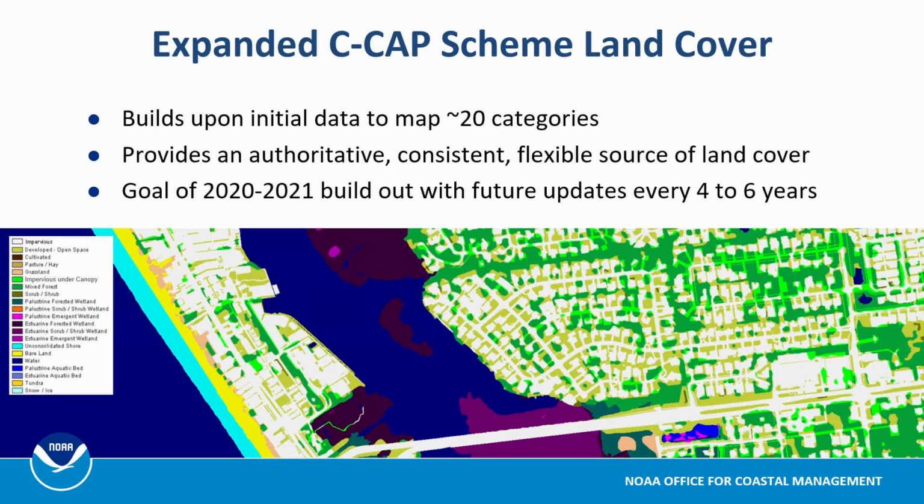So the expanded CCAP scheme land cover builds upon the initial data to map the 20 categories that we see. It really gives an authoritative, consistent, flexible source of land cover and a new baseline for new products going into the future. As good as that data is and as useful as we hope you find it, they're not perfect, no land cover product is, so we're really trying to refine that process over time. In between those 5-year collection periods, we're refining the data, going back and working with the vendor to retrain and update some areas. And these products are not our end goal. We really look to continue this advancement in the future.